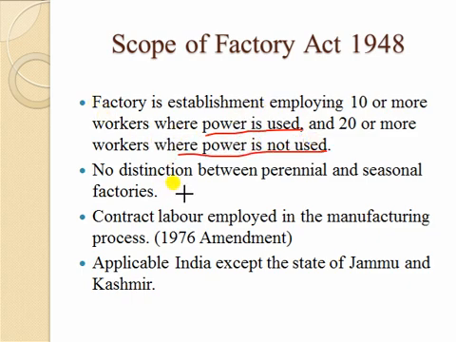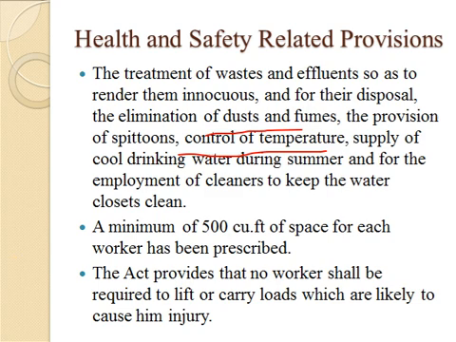After that, you should not make some difference between perennial and seasonal factories. As per the 1976 amendment, so this act had an amendment in 1976. As per that, the contract laborers who work in that particular manufacturing process are also coming under this act. So it is very important for all the factories to take care of their contract laborers also. And last but not the least, this act, as per our earlier provisions during independence, is applicable across India, but there is an exception, which is the state of Jammu and Kashmir. So now we will start understanding in short what are the provisions for different points.